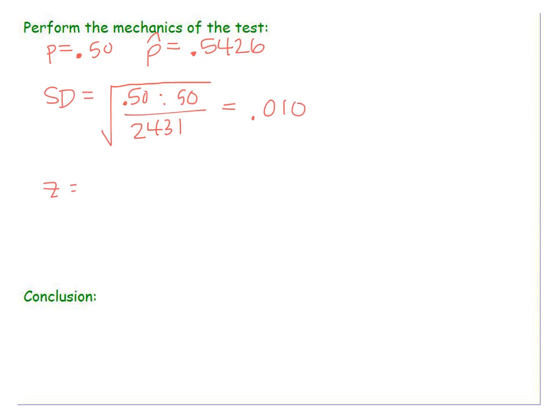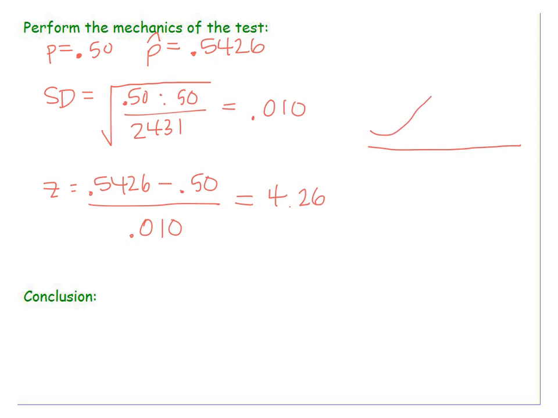P hat comes first, so 0.5426 minus p, so 0.50, divided by the standard deviation of 0.010. Remember, we need two decimal places, so we get 4.26. So if we go and make our pretty little picture, we got 0 in the middle. 4.26 is way, way, way over here.